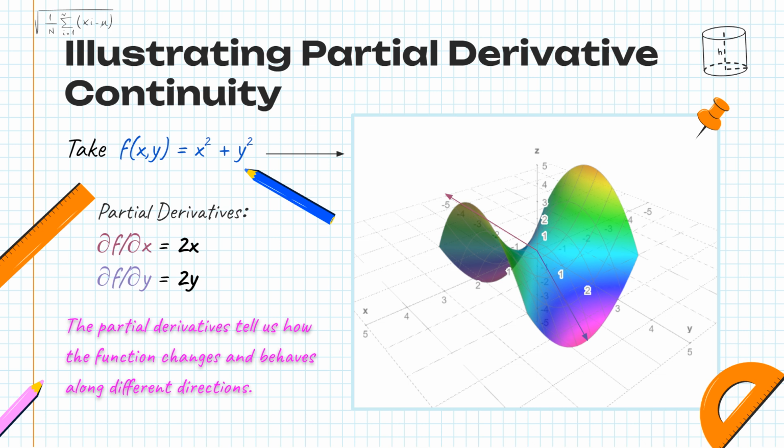In summary, the function f of xy equals x squared plus y squared provides a simple geometric example of partial derivatives and continuity. The partial derivatives tell us how the function changes along those different directions, and their continuity ensures that the function is smooth and well behaved everywhere.